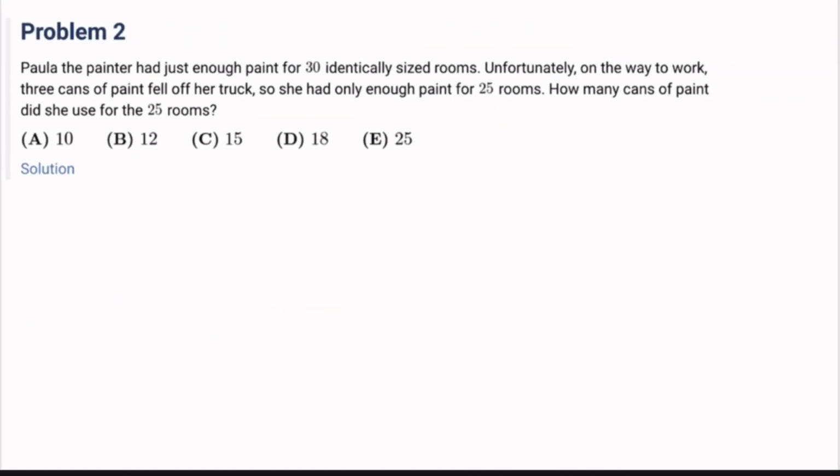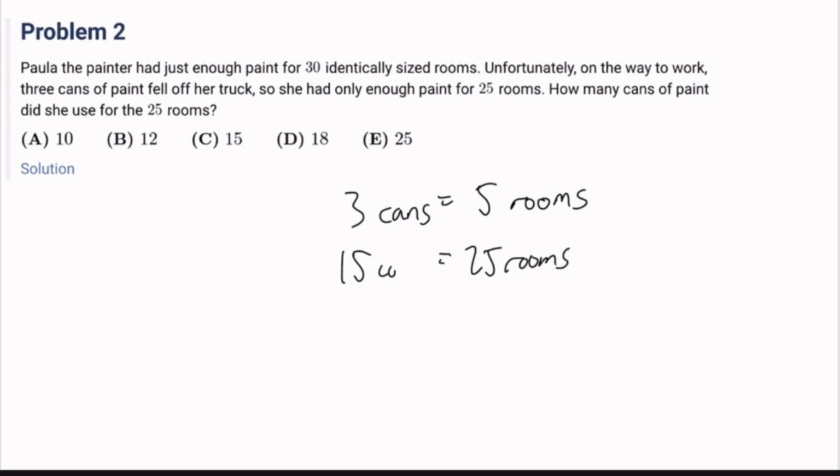Number 2, Paul the painter had just enough paint for 30 identically sized rooms. Unfortunately, on the way to work, 3 cans of paint fell off her truck, so she only had enough paint for 25 rooms. How many cans of paint did she use for the 25 rooms? So 3 cans of paint was equal to 5 rooms, right? Because she couldn't paint 5 rooms because she lost 3 cans. So that means for 25 rooms, this is going to be 3 times 5, which is 15 cans, right? So it's 15, it's C.